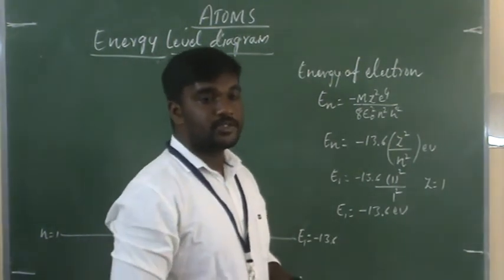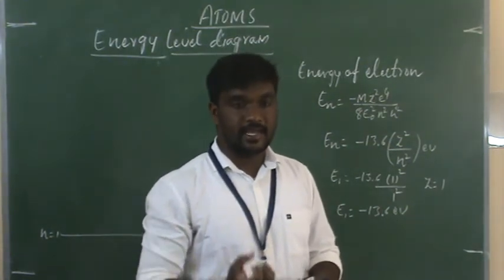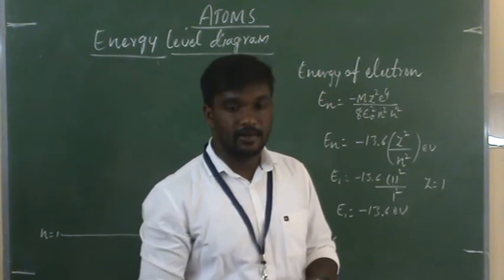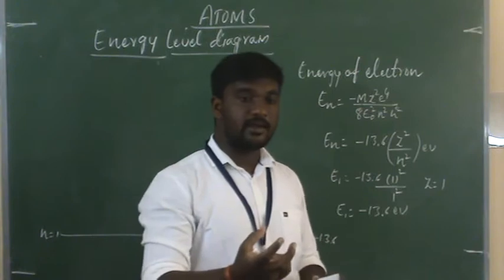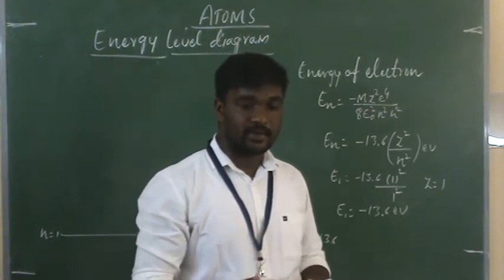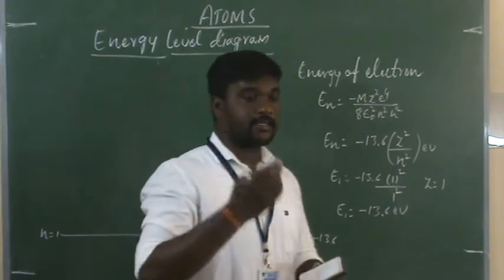When energy is supplied to the electron, what happens? The electron is excited. The electron transitions from lower energy to higher energy. What happens when we supply energy to an electron? The electron makes a transition to a higher energy state.